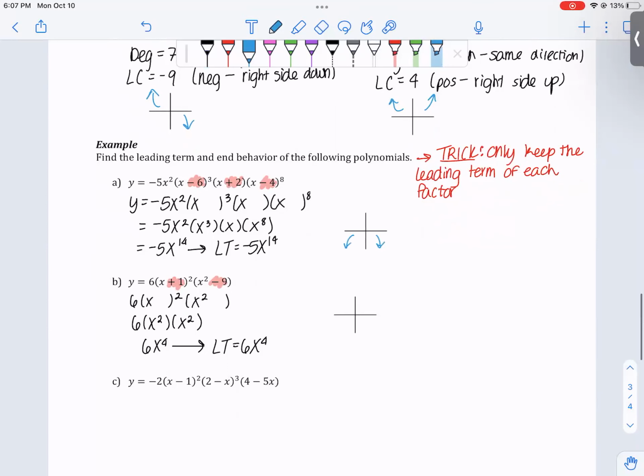Positive degree means the right side goes up. Even degree means that it goes up in both directions. I think I said positive degree, and I meant positive leading coefficient.